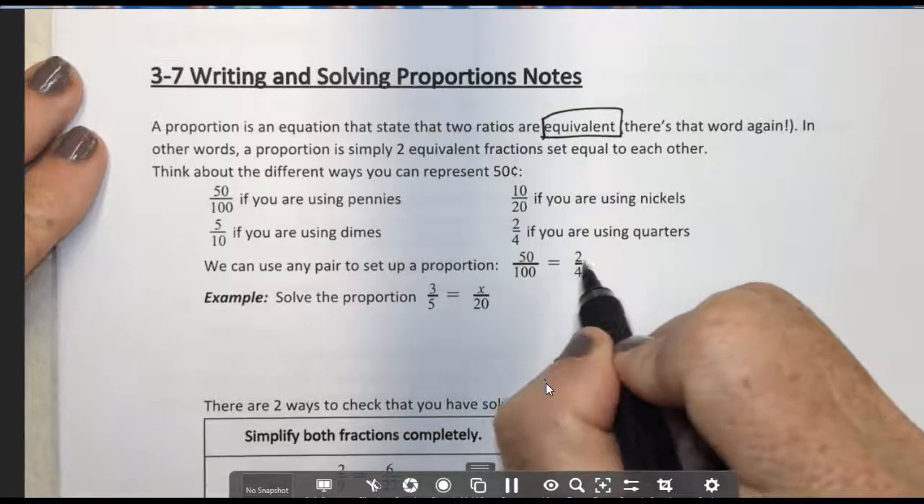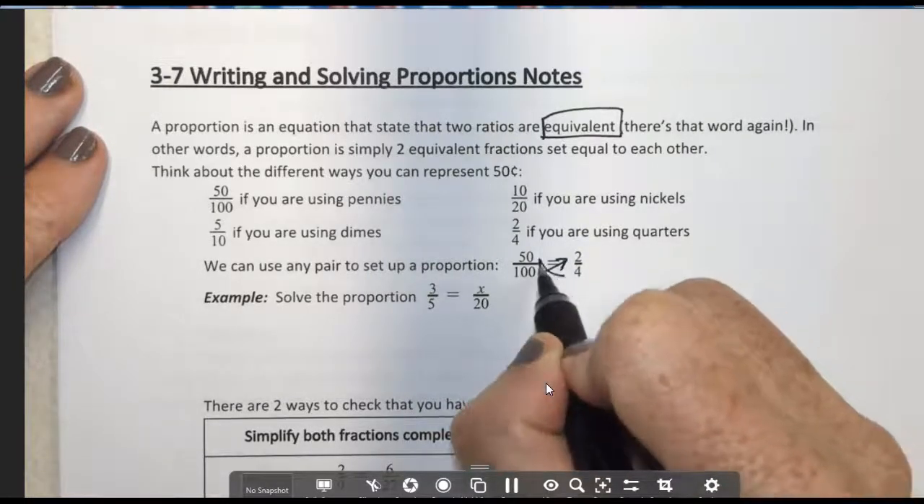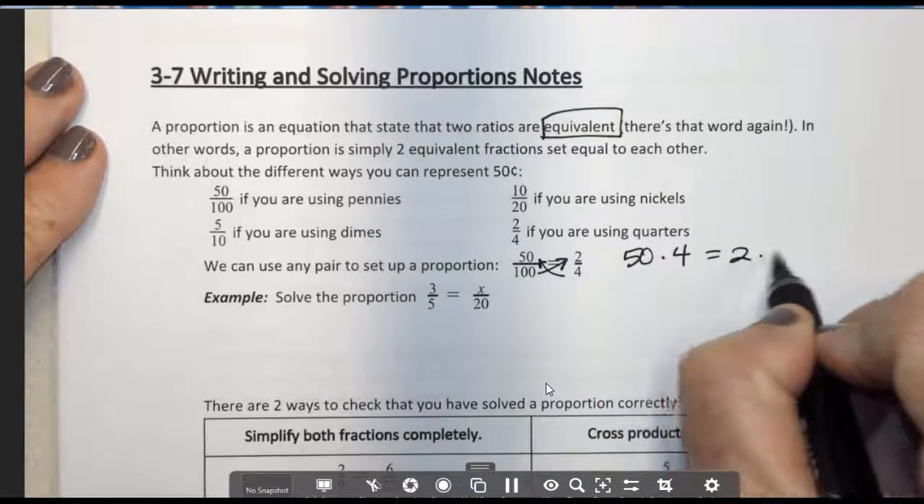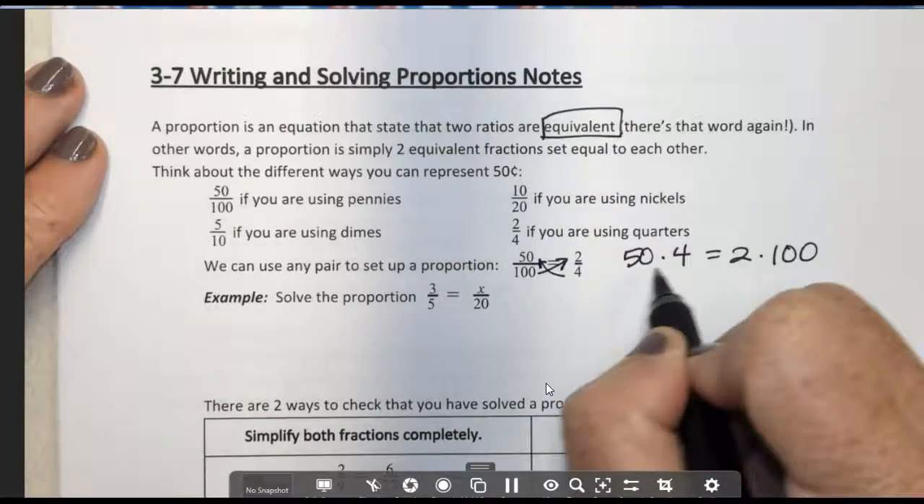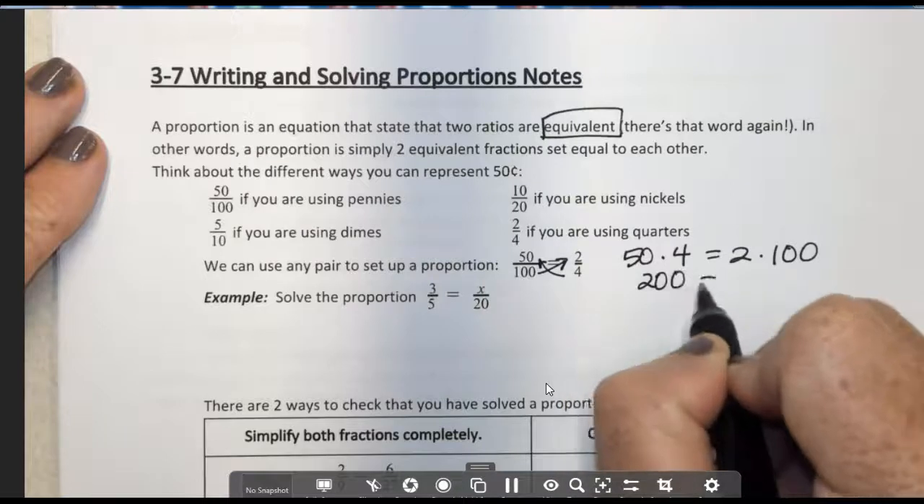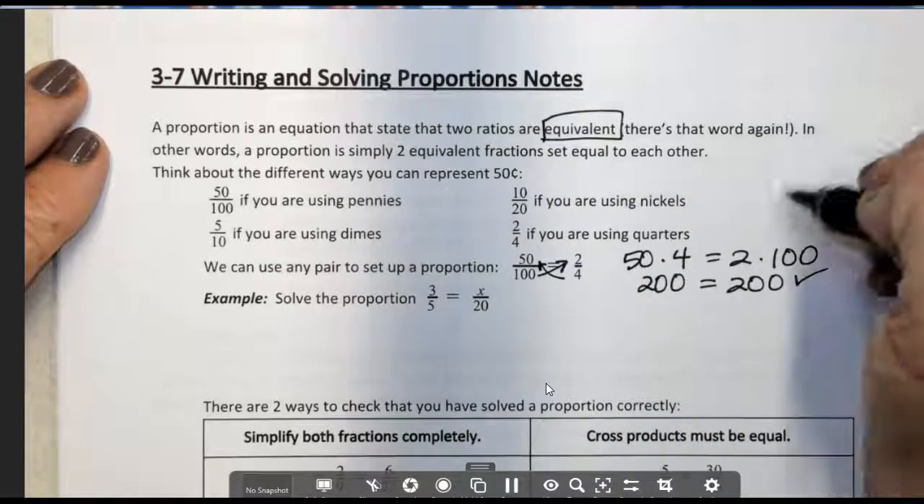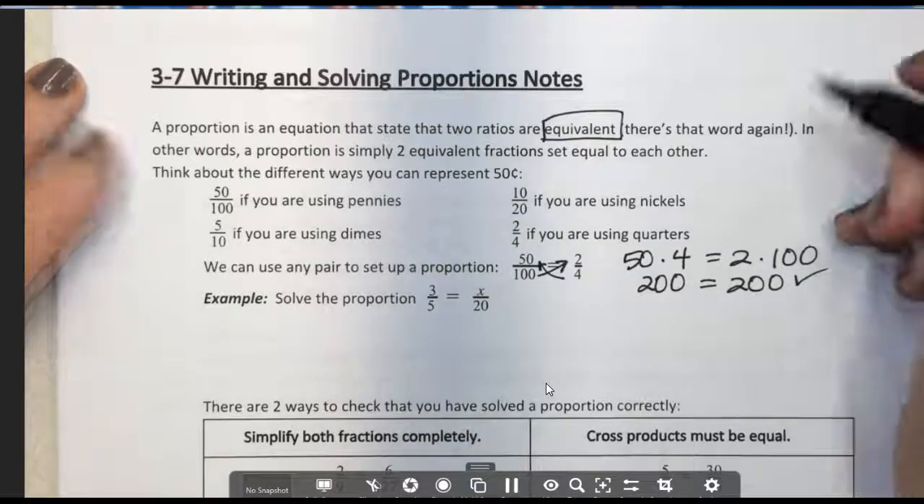And what do you know? You know that cross products in a proportion have to be equal. So 50 times 4 has to equal 2 times 100. And 5 times 4 is 20, add on the extra 0, 2 times 100 is 200. That is mandatory in all proportions.